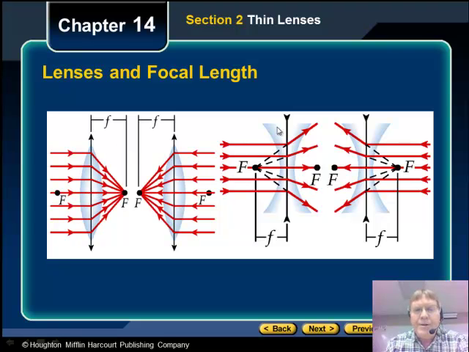And you see for a diverging lens, it's very similar. Rays of light parallel to the axis are refracted as though they were originating from this focus right here. Again, because this focal length is on the same side of the lens as the object, this would be a negative focal length. This focal length here would be positive. This focal length would be negative.